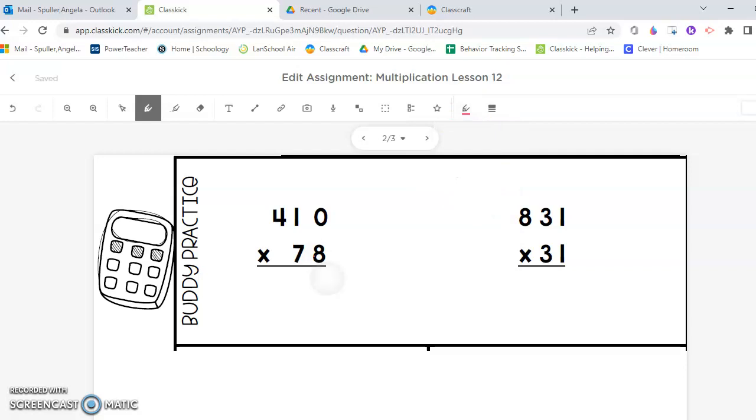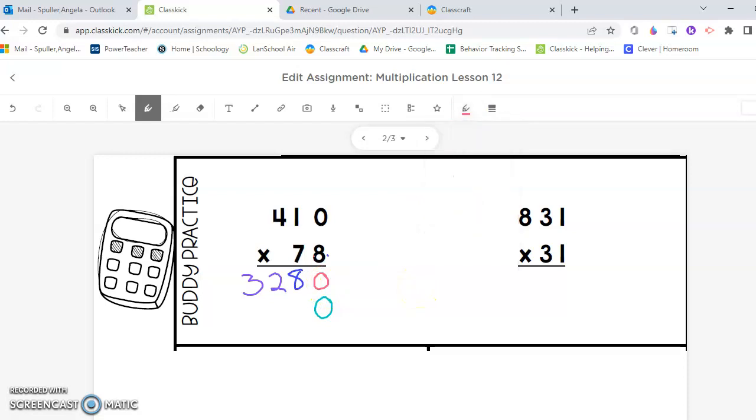8 times 0 is 0. 8 times 1 is 8. And 8 times 4 is 32. Okay, moving on to our next number, we're going to have a placeholder. Now you're saying, why? I already have a 0 on this number up here. Doesn't matter, you're moving in.